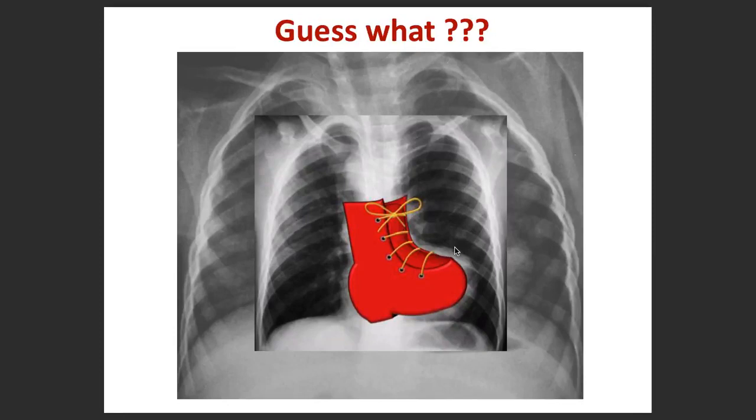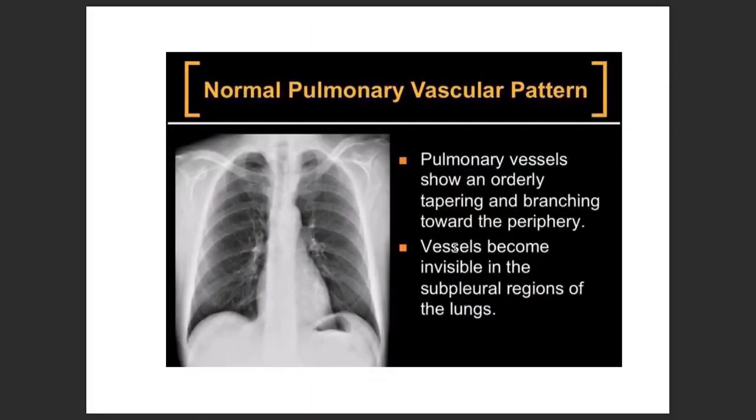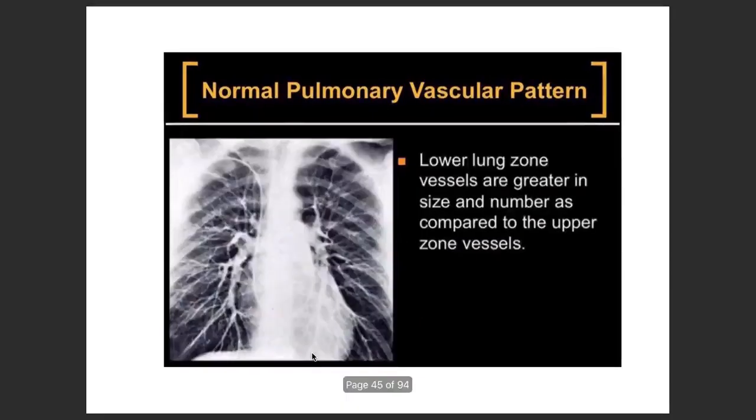Okay, so let's try to refresh whatever we all have learned. If you all can recall, this is how the normal pulmonary vasculature looks. There's an orderly tapering and branching towards the periphery, and the vessels become invisible in the subpleural regions of the lungs, in fact. And the lower lung zone vessels are greater in size and number as compared to the upper zone vessels.